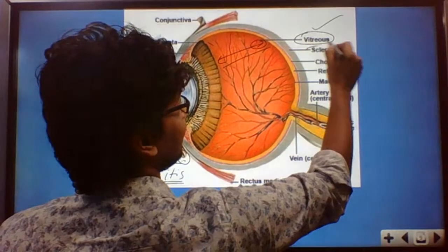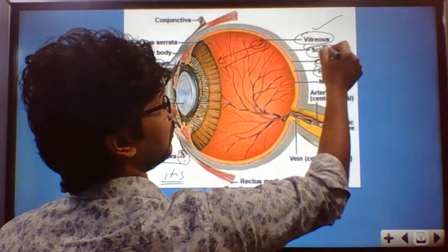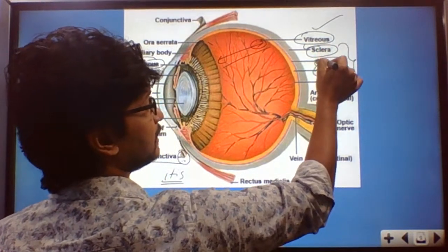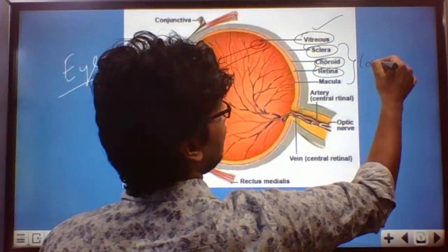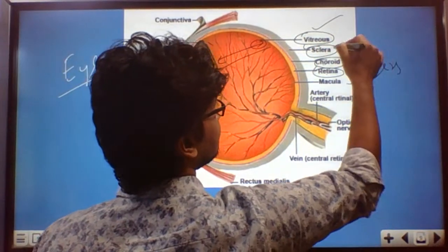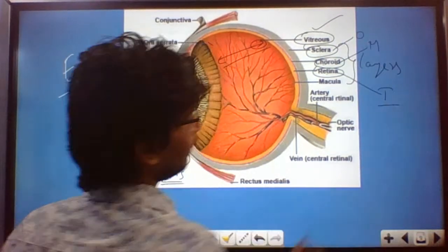We have three coats: the sclera coat, the choroid coat, and the retina. The outermost coat of the eye is called the sclera. The middle part is called the choroid, and the inner layer of your eye is the retina. These are the three layers that you could see as far as the eye is concerned. This is the outer, this one is the middle layer, and the retina is the inner layer.